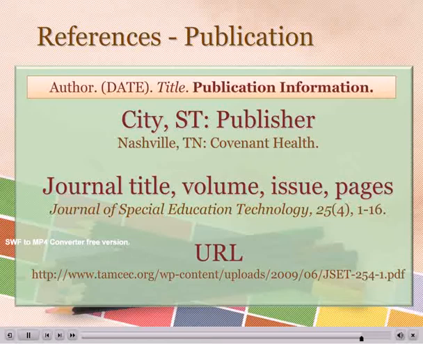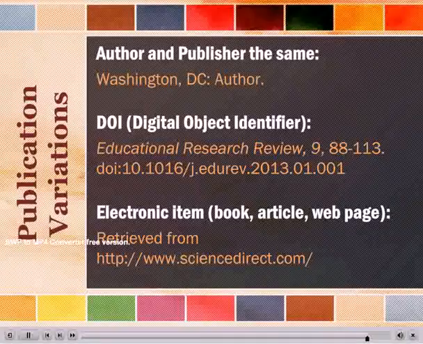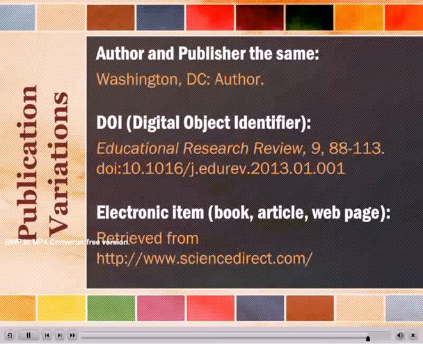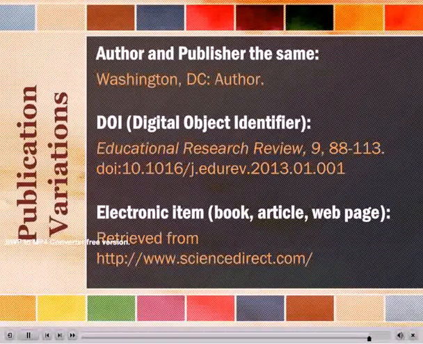The publication information for an article, whether in a journal, magazine, or newspaper, will consist of the name of the journal or magazine, the volume and issue number, and the page numbers on which the article appears. If you're using a website or web page or other electronically published item, the URL or web address acts as the publication information. On this slide, you'll see some additional examples of what you might include in the publication information.